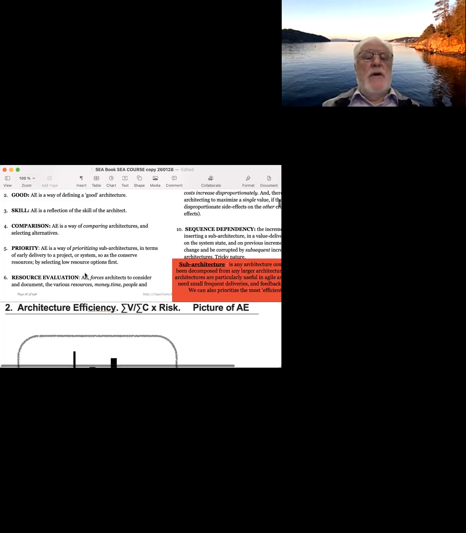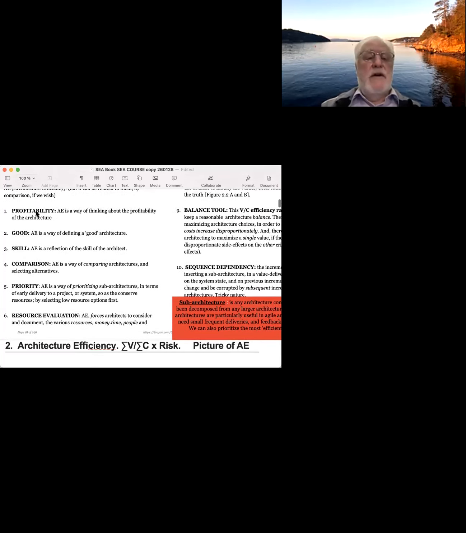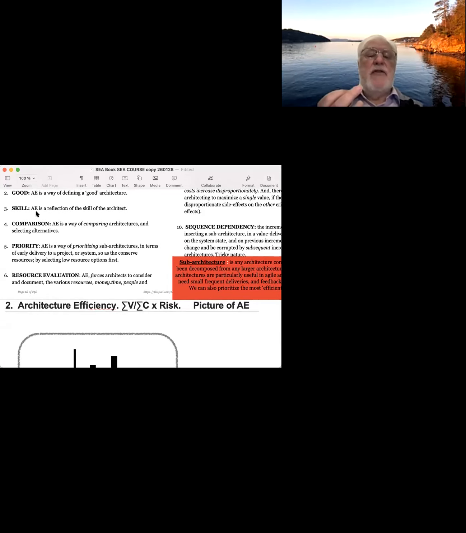Now another thing about architectural efficiency is that because in the word efficiency is the concept of cost, we're forced to do resource evaluation. The current method of resource evaluation seems to be the architect makes an estimate. So we take PwC's estimate for the Axon project in Norway, and I think it was 22 billion kroner. Okay.